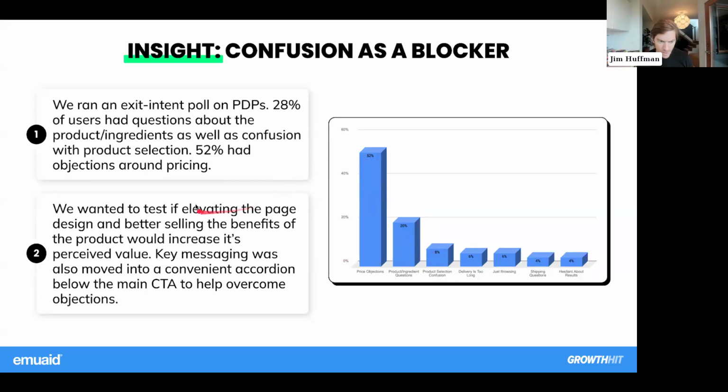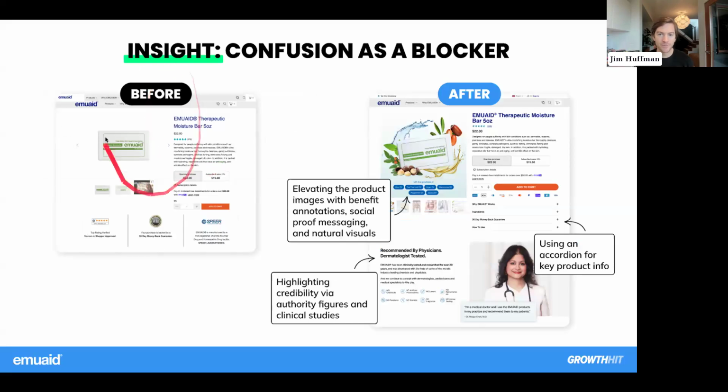And so with that in mind, okay, let's test. We need to help be prescriptive on when people should use this or why. So here's the before, here's the after, and what we did. First, there was a lot of action on the images, and so we wanted to lean into that. So we even leaned into some of the benefits, like the fact that it's chemical free, right here to address that.